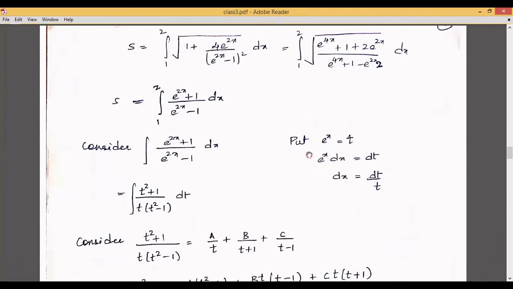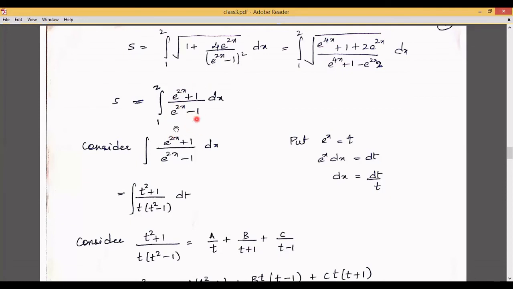So now the required length will be like this. I've just substituted that dy by dx in this formula, and here I have just taken the LCM. Once you take the LCM and add with this 4 e power 2x, you will get like this. This actually is nothing but e power 2x plus 1 whole square, and this is e power 2x minus 1 whole square. But with this root, the square will go off. So we are left with only e power 2x plus 1 divided by e power 2x minus 1.